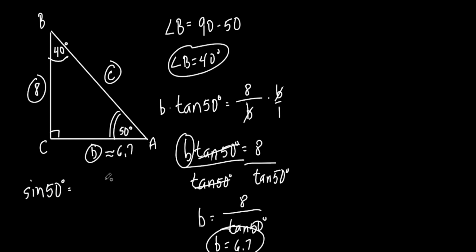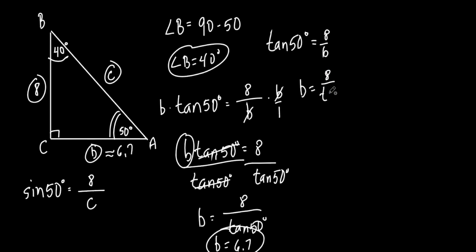Sine is equal to the opposite side, which is 8, over the hypotenuse, which is c. The algebra is just like what we did here, but let's streamline this a little bit. Look what we did here. If I got b by itself, remember I started off with the tangent of 50 equals 8 over b. I end up with b by itself, and then I put the b on the top here, the tangent of 50 on the bottom.